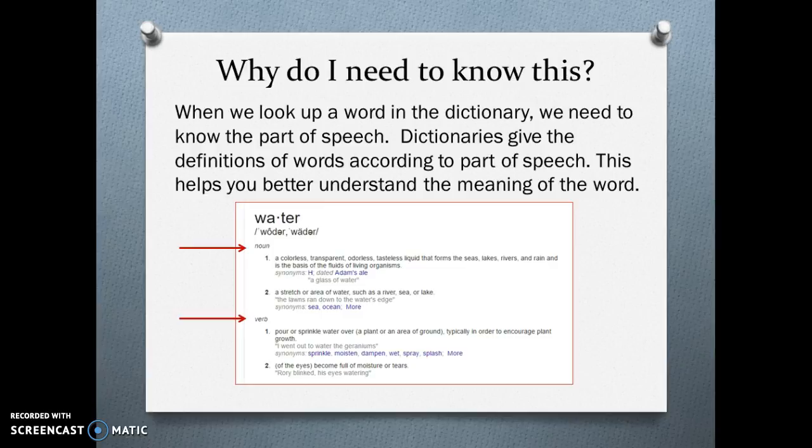And why do we need to know this? Because when we come across a word we don't know and we go to the dictionary, we often have a choice. We can look up the word as a noun or as a verb. And sometimes the meaning of the word is different when it's a noun and when it's a verb. So we need to know what part of speech we're looking for. Do we want a glass of water, where we have a noun, or do we need to water the plants? And here we have a verb.